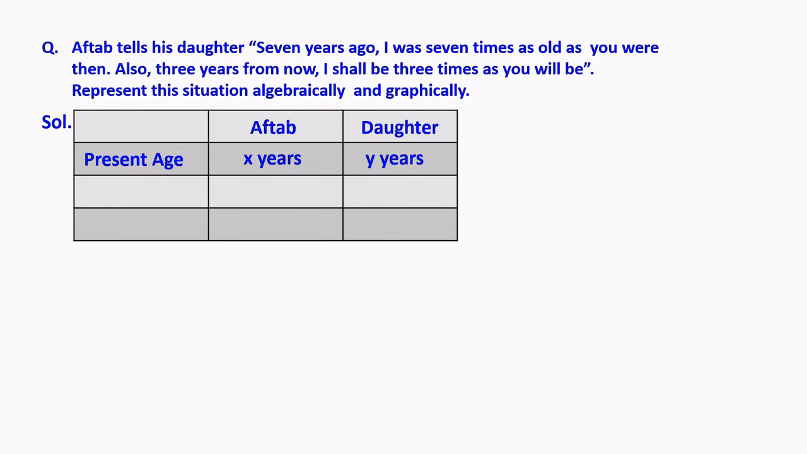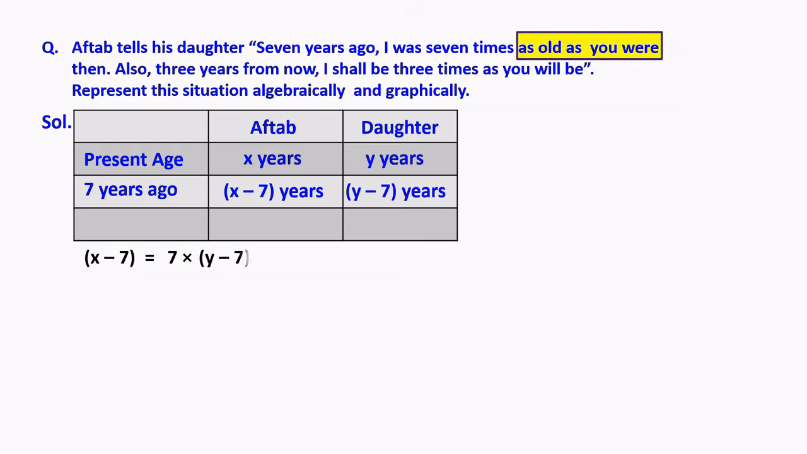Now, let us form a table for better understanding. At present, Aftab is x years and daughter is y years. 7 years ago, Aftab's age was x minus 7 and daughter's age was y minus 7. 3 years from now, Aftab's age will be x plus 3 and daughter's age will be y plus 3.